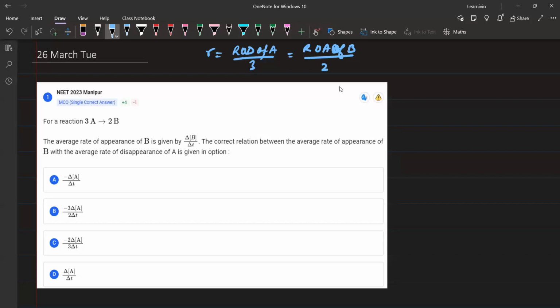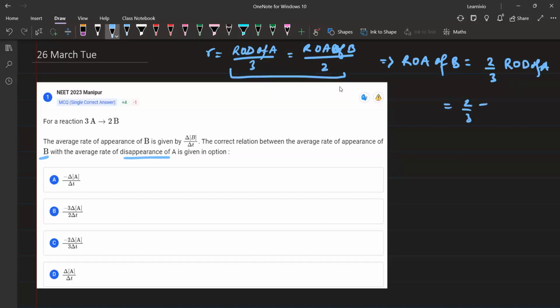So they're asking for the relationship between the average rate of appearance of B and the disappearance of A. If you take these two formulas, then you will get something like this: rate of appearance of B is equal to, 2 will go that side, 2 by 3 rate of disappearance of A. Now rate of disappearance of A is given by minus del A by del T. So it will be minus 2 by 3 del A by del T.